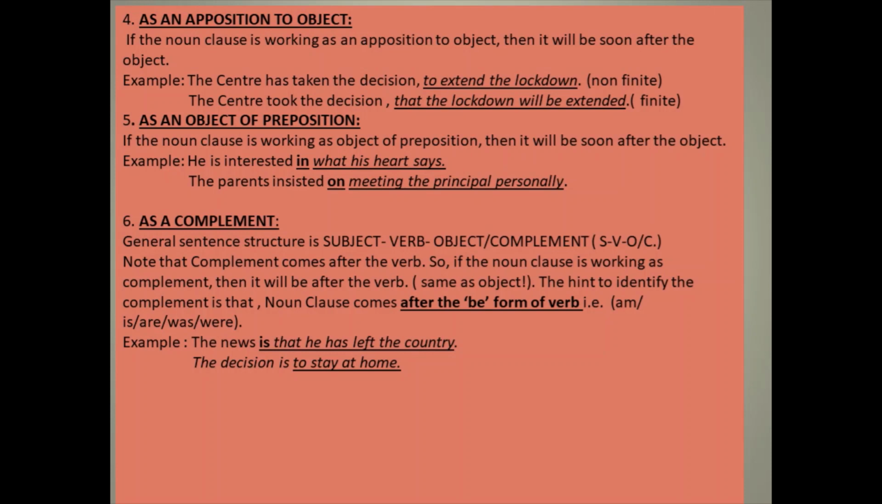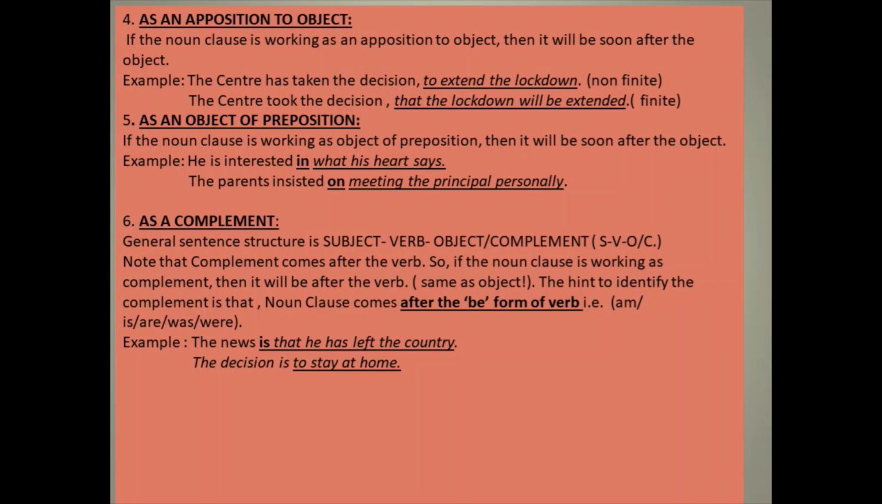Now we are completing the sentence structure. Subject, object, complement. The common thing that remains there is the verb. Okay. So noun clause working as a subject, noun clause working as an object, noun clause working as an apposition to the subject, noun clause functioning as an apposition to the object, and then as an object of the preposition. Now the last thing is the complement.